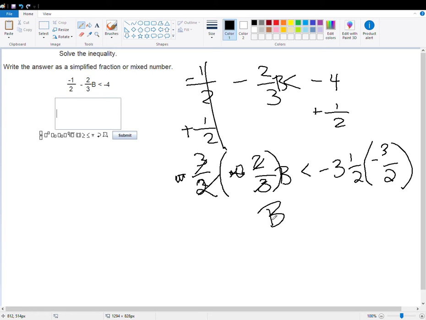Here's another part that I can definitely mess up on. I multiplied by a negative number. This was -2/3. So right there, because of my negative, I need to flip my inequality sign. So don't forget to flip the sign when you multiply or divide by a negative number. And now -3 and 1/2 times -3/2 is 5 and 1/4.